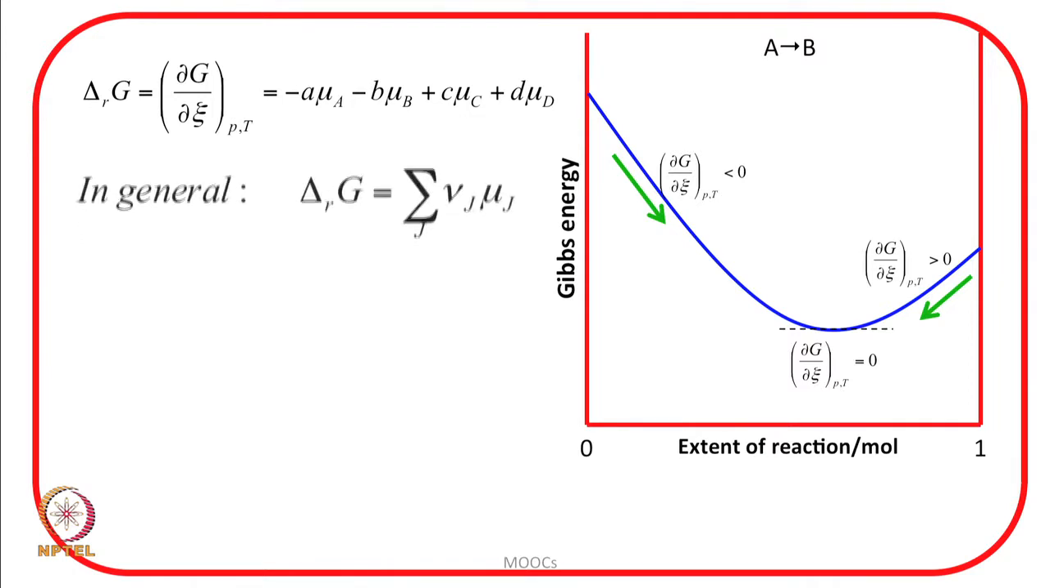And then we discussed that this reaction Gibbs function can be expressed, this is an expanded form of this summation. So, in general we can write the reaction Gibbs function as summation j nu j mu j, where nu j is the stoichiometric number, positive for the product and negative for the reactant.